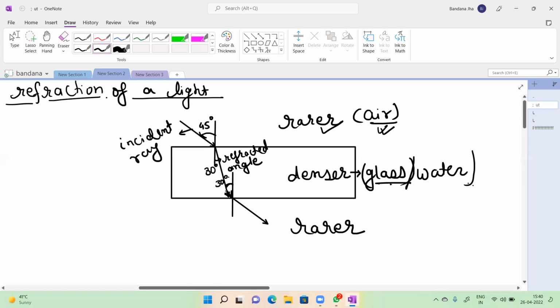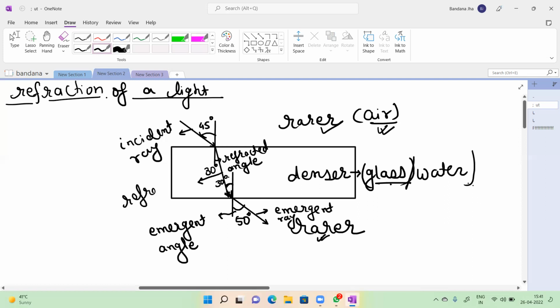Now, when a beam of light is coming out from the denser medium to my rarer medium, then this angle can be 50 degrees, and this angle is known as the emergent angle. And this ray is known as the emergent ray. This ray is known as what? Refracted ray.